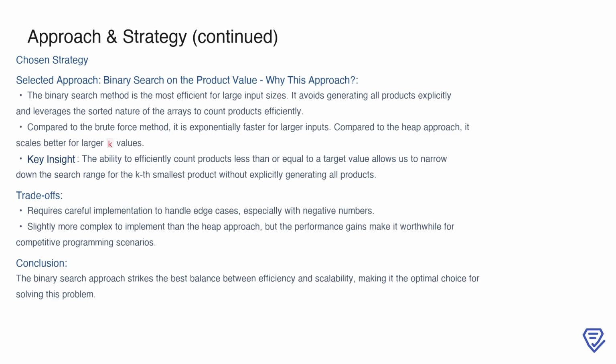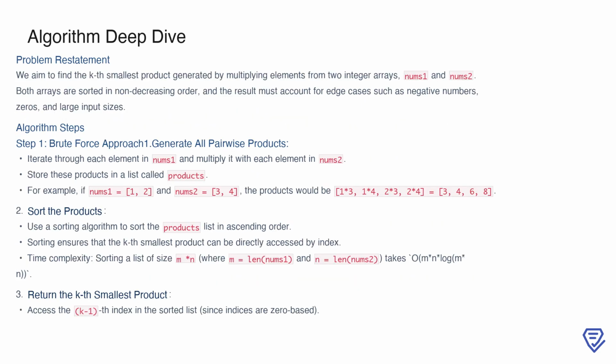To solve this problem, our goal is to find the kth smallest product that can be formed by multiplying elements from two sorted arrays, nums1 and nums2. Since the arrays are sorted in non-decreasing order, we need to carefully account for edge cases such as negative numbers, zeros, and large input sizes. Let's first consider a straightforward brute force approach.